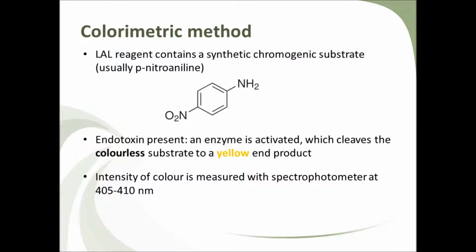For the colorimetric method, a synthetic chromogenic peptide susceptible to hydrolysis by the LAL clotting enzyme is mixed with the LAL reagent. This synthetic peptide contains a chromogenic tag, usually para-nitroaniline, which is released free into the solution by the clotting enzyme. This will produce a color change from colorless to yellow. The intensity of the color is measured through spectrophotometric analysis of the test sample at 405 to 410 nanometers.